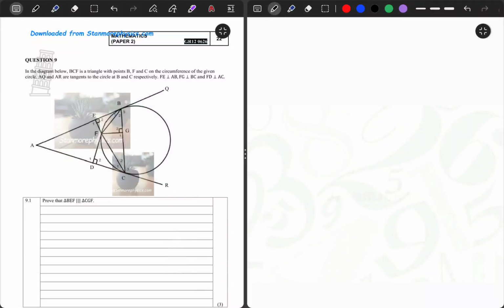Hello guys, let's go and look at this Gauteng paper, Euclidean geometry. That is question number 9 we're going to work with right now. We are given that in the diagram below, BCF is a triangle. So they're talking about this one.